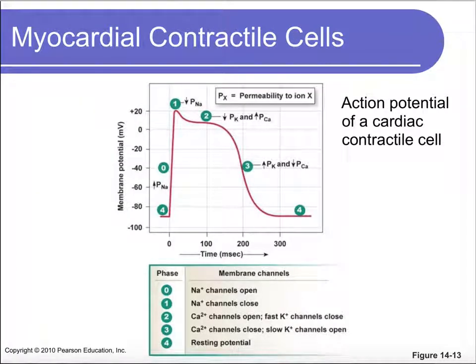So the first action potential I want to go over is to review the action potential we're already familiar with, which was the action potential that occurs in our neurons, the ones that occur in our skeletal muscles. And that's the one where we have that rapid depolarization due to sodium rushing in, and the rapid repolarization due to potassium rushing out. So that's the one we're familiar with. Here is our new action potential, and this one is the one that's generated in our cardiac muscle.